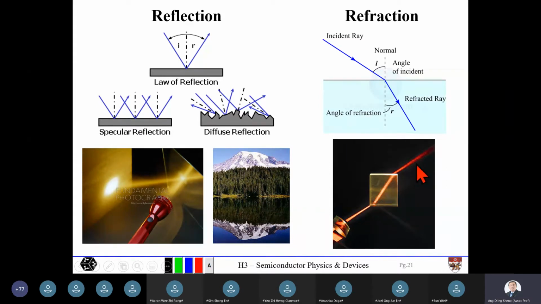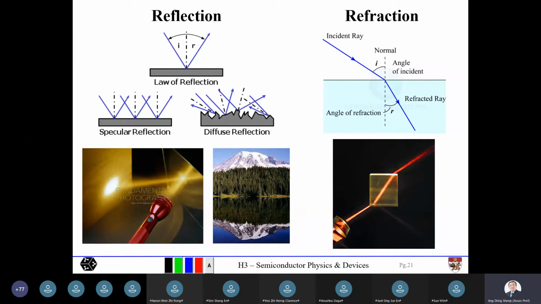This is a good example of refraction. You can actually see this happening if you take a prism block like this, and on one end you shine a torch or a laser beam. You can see the bending of the laser beam as it travels through the glass material. Now, why is refraction important? Refraction is important because it limits the amount of light that can escape from the semiconductor into air or into vacuum. And this consideration is important for the LED, the light emitting device.